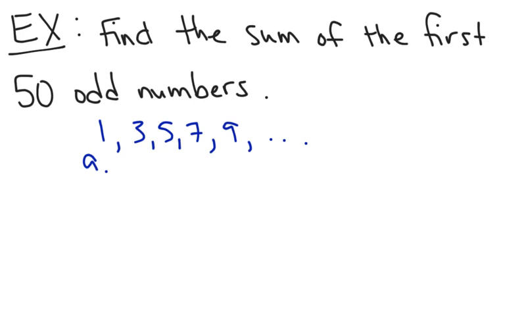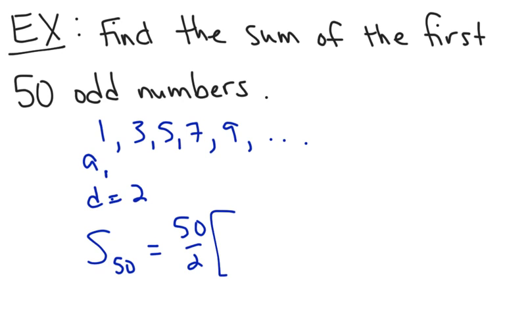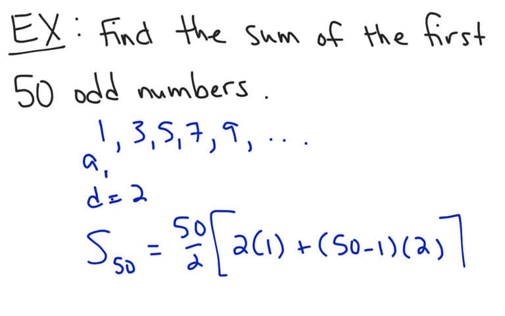So the first term is a sub 1, and the common difference is 2. To find the sum of the first 50 terms, I can just do n divided by 2 times 2 times a sub 1 plus n minus 1 times d. Pretty easy. All I have to do is shove it in my calculator and multiply what's inside the brackets by 25, and I'm going to find out the answer is 2,500.